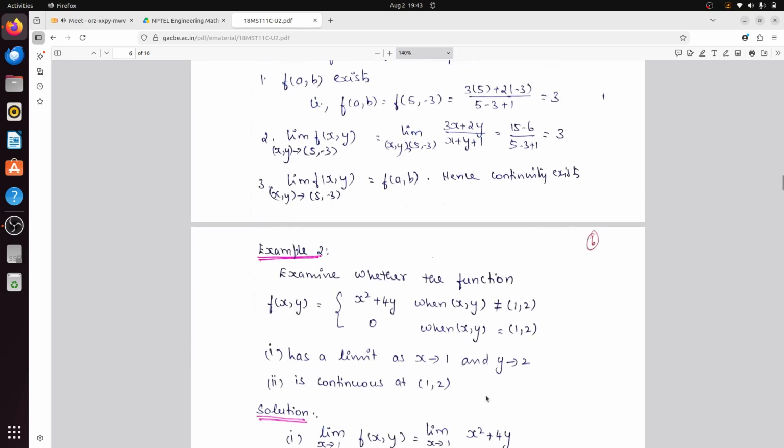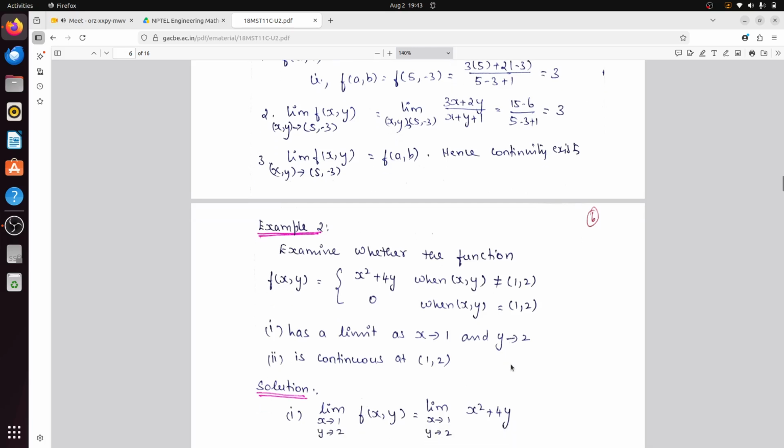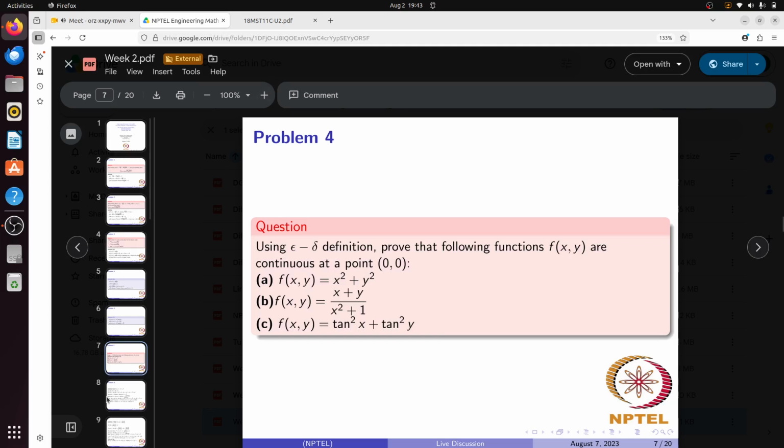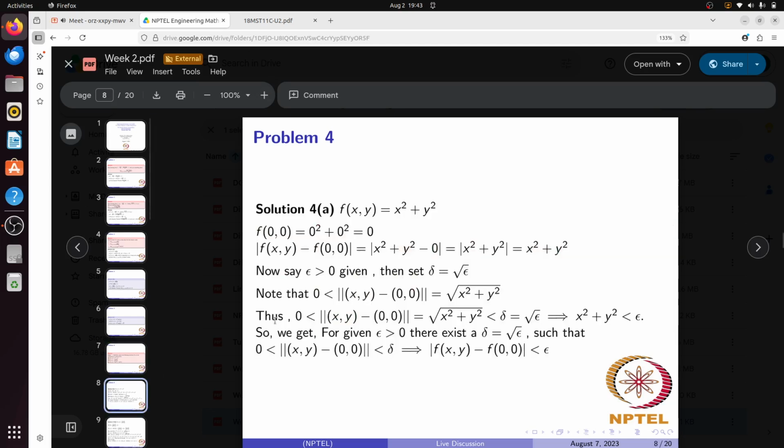Examine whether the function x squared plus 4y when (x,y) is not equal to (1,2), and equal to 0 when (x,y) equals (1,2), has a limit as x tends to 1 and y tends to 2, or is continuous at (1,2). The first question is whether the limit exists. You can show it by epsilon delta, but it will not be continuous because you can show that the limit does not match 0, but we need to show this using the epsilon delta definition. Okay, now we can proceed here.